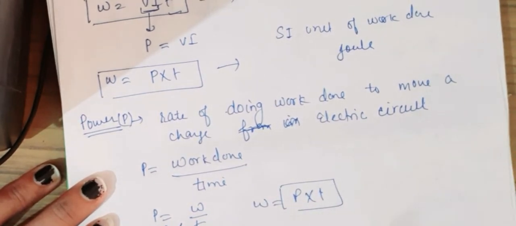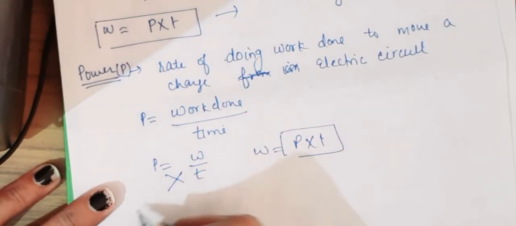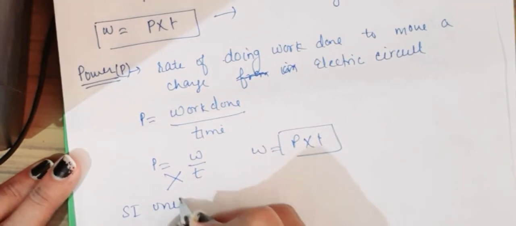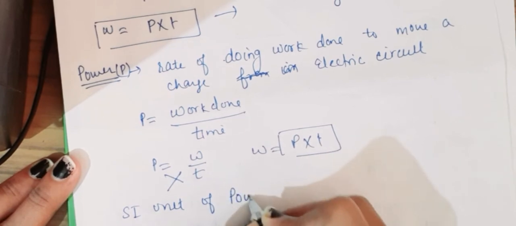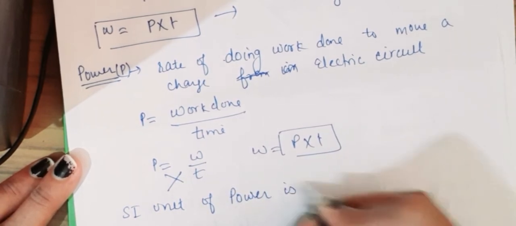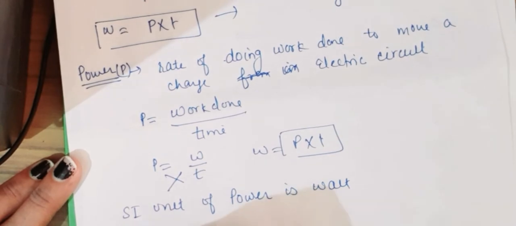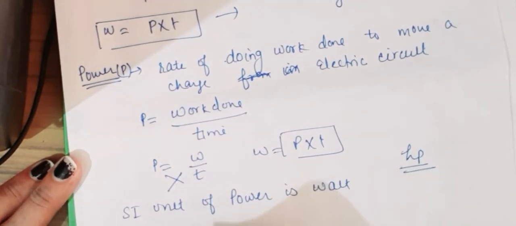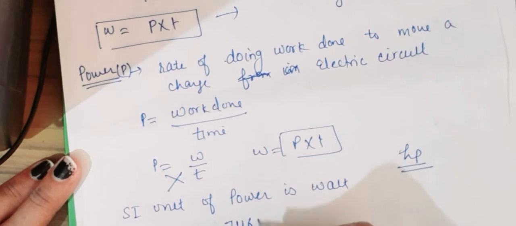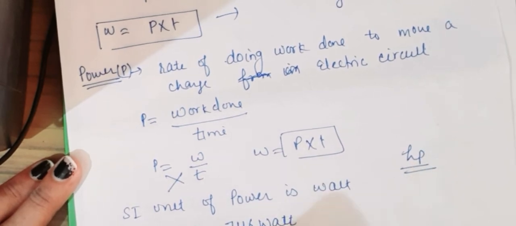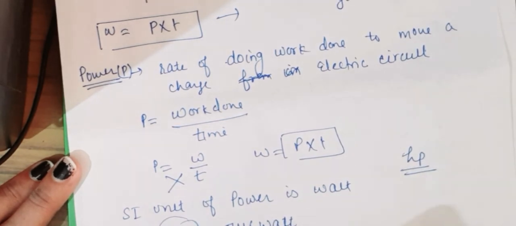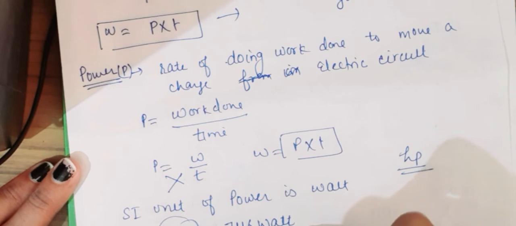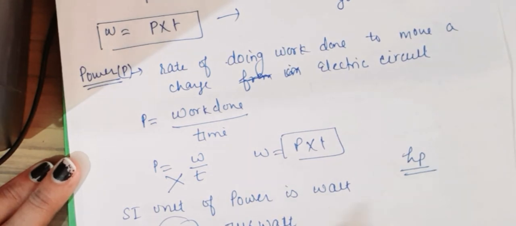Next, the SI unit of power is the watt. And the commercial unit, horsepower, is used. 1 horsepower is equal to 746 watt. The higher unit of power is called horsepower. So this is the relation between horsepower and watt.